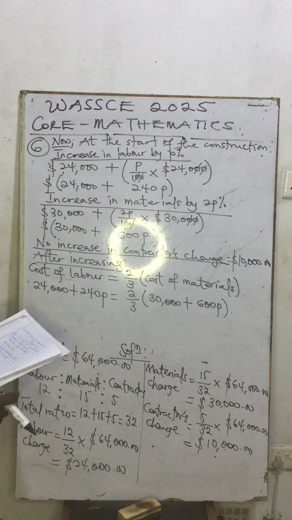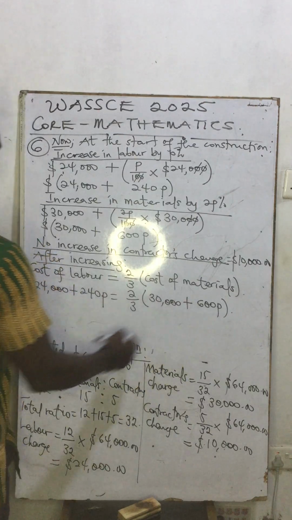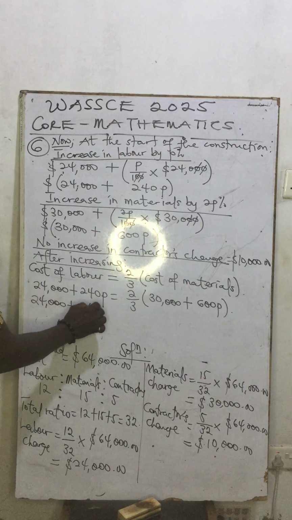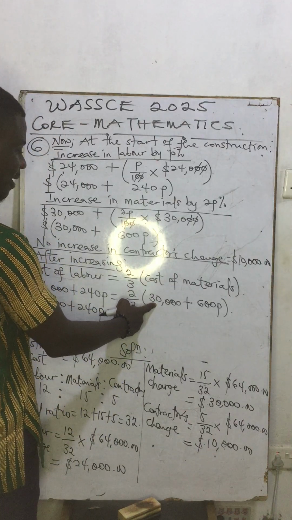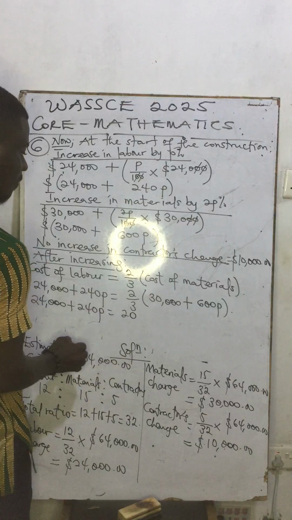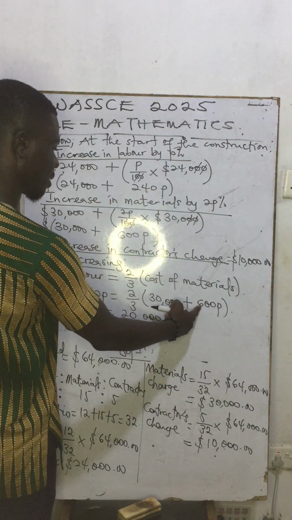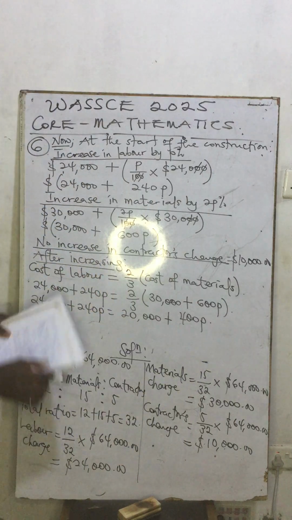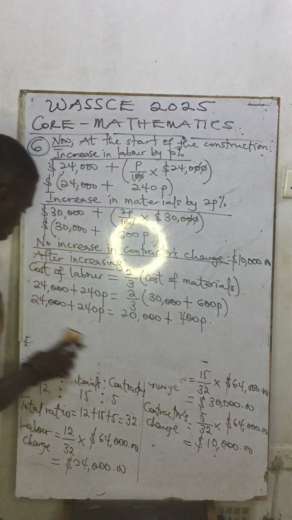Now we can take the distributive property here. Let's write 24,000 plus 240p equals 2/3 of 30,000. 3 will go into 30 ten times, and 10 times 2 is 20, so we have 20,000 plus, 3 will go into 600 two hundred times, and 2 times 200 is 400, so 400p. That's 20,000 plus 400p.